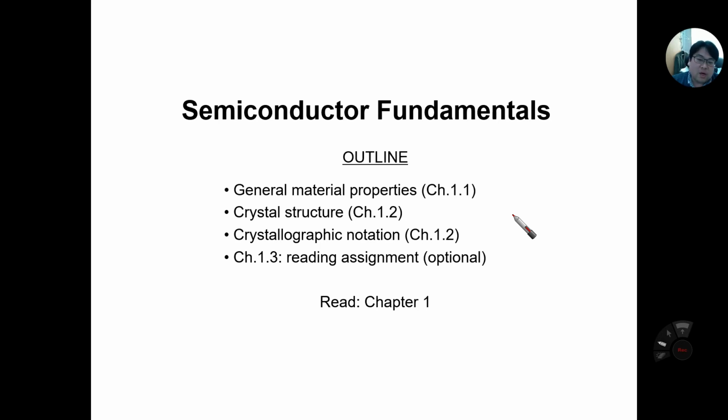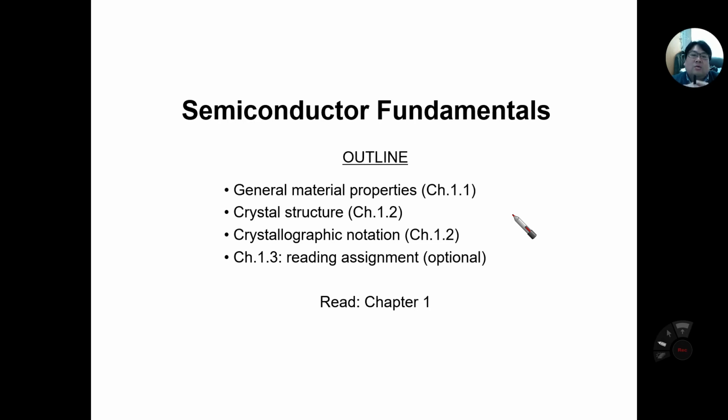Ah, I forgot to introduce the textbook. The textbook is Semiconductor Device Fundamentals, written by Robert F. Pierret. That book is available in the on-campus bookstore. Otherwise, you can purchase it through Amazon.com or other online shopping malls.